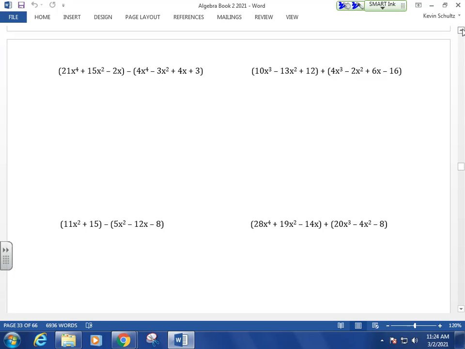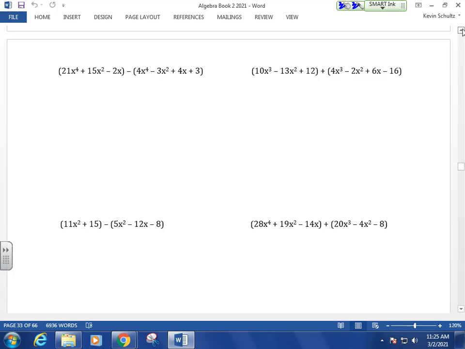No takers? All right, I will do the first one. So 21x to the fourth plus 15x squared minus 2x, minus 4x to the fourth minus 3x squared plus 4x plus 3. I'm going to have to leave some spaces here. Not really too bad because I've got an x to the fourth. There's no x cubed in either of them. And then I have an x squared, an x, and really the only space is that last constant.